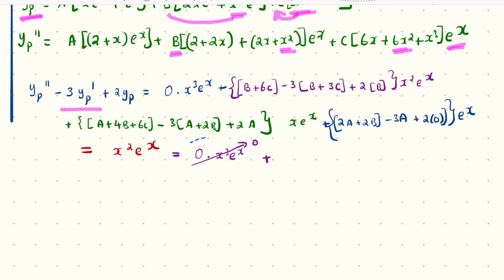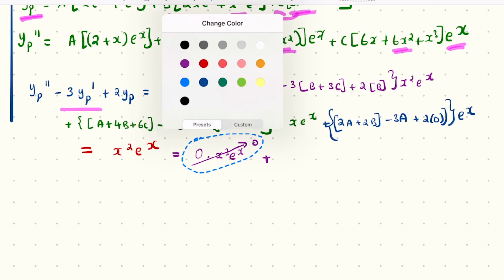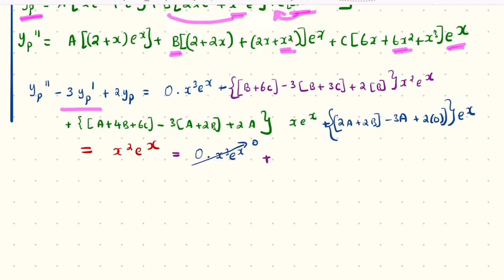Plus, let me change the same color. So plus, if I simplify the second part, I am going to have negative 3c x squared e to the x, right? Times, no, what am I doing here? That's no, yes, that's right. Plus, the next one is going to be minus 2b plus 6c x e to the x.